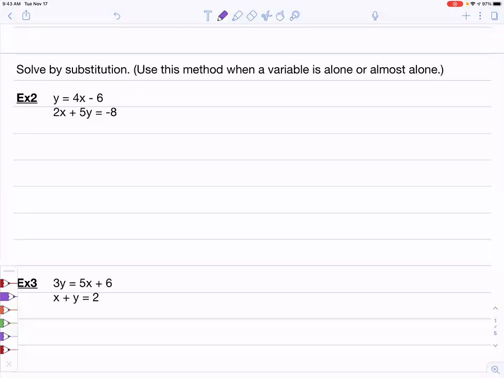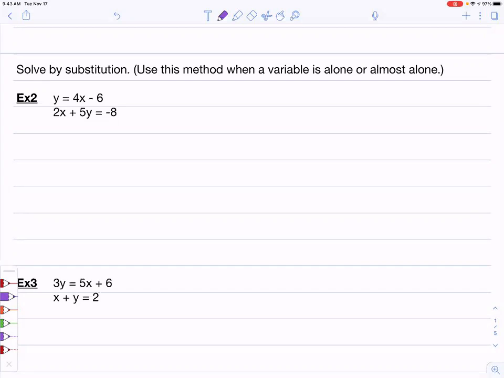Okay, so I'll give you some credit for the right answer, but if you didn't use the method I asked for, you're going to lose all of the credit for the work, which is probably about 75 to 80% of the credit. So you get a little bit of credit for the right answer. All right, so solve by substitution.